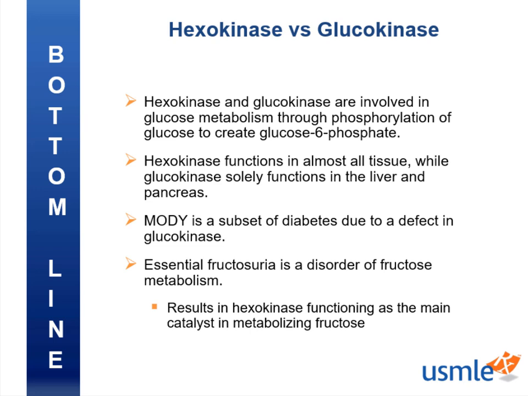Okay, so the bottom line is, hexokinase and glucokinase are involved in glucose metabolism by phosphorylation of glucose to create glucose 6-phosphate. Hexokinase functions in almost all tissue, except the liver and pancreas, while glucokinase solely functions in only the liver and pancreas. MODY, or maturity onset diabetes of the young, is a subset of diabetes due to a defect in glucokinase. Essential fructosuria is a disorder of fructose metabolism that results in hexokinase functioning as a main catalyst in metabolizing fructose through glycolysis.